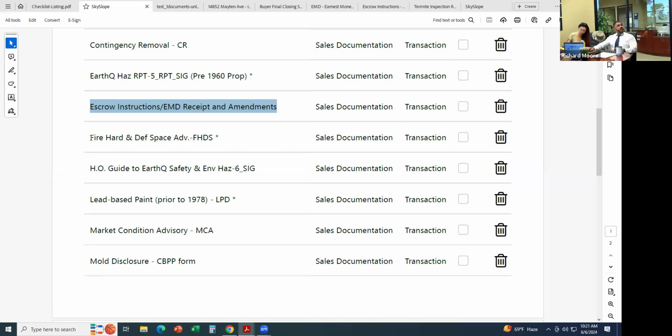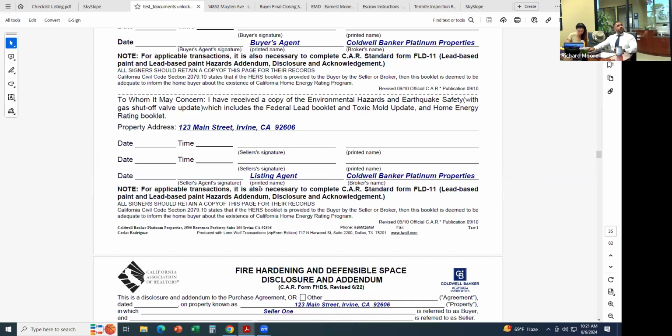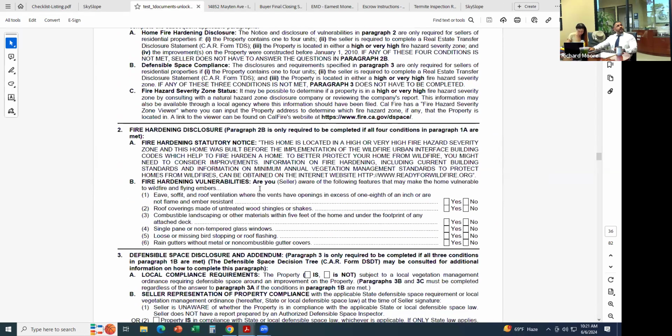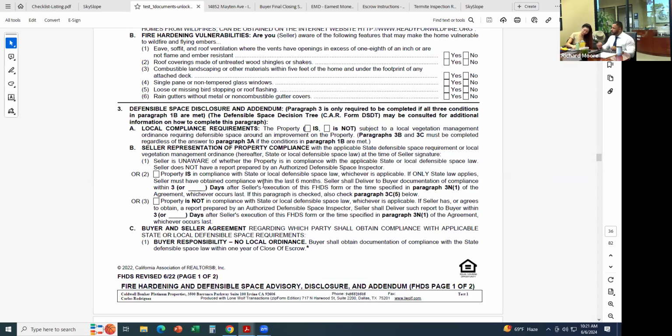All right, so the next form is the fire hardening defensible space advisory. And this one is if applicable, so you can see here, it's got the asterisk. And you're gonna know if it's in a fire zone because of the natural hazard disclosure report. So if it's in a high fire zone, then this is gonna be required, but if it's not, then it's not required. And we'll talk about this a little bit later, but the listing side is supposed to provide this, the listing agent.